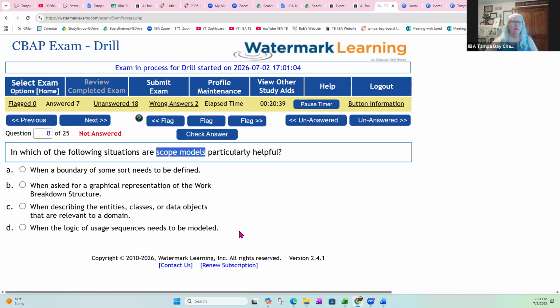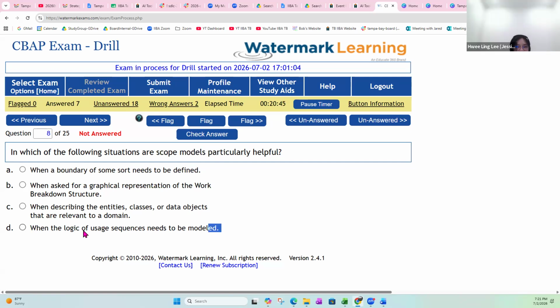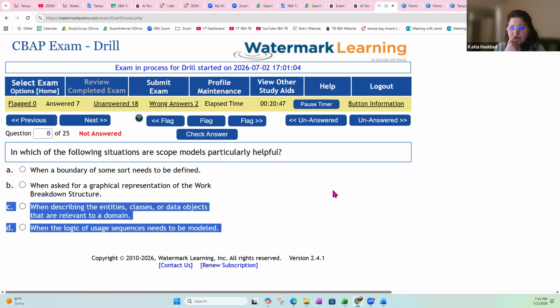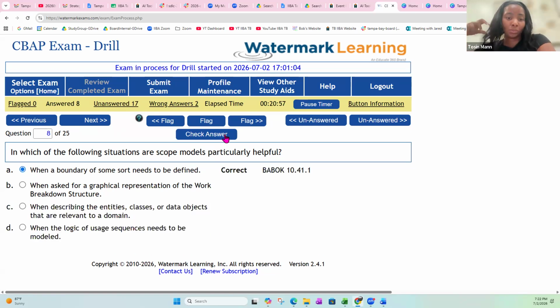Okay, what can we eliminate for scope models? D and C. So we have A and B left as options. Boundaries, you're right. Scope shows boundaries. Very good.